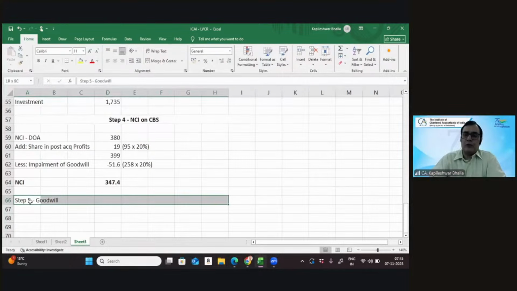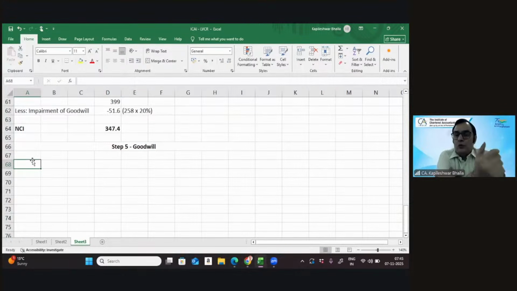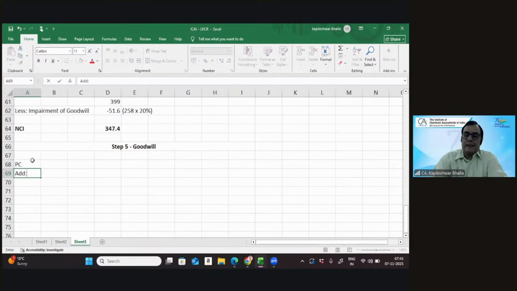Now, when we calculate the goodwill, initially, of course, it's going to become a mechanical exercise because you just need to add 2 items: add the purchase consideration, add the NCI. And remember, when you add the NCI, you're adding the NCI on the date of acquisition. And then you consider the net assets on the date of acquisition. So you're going to get the goodwill.